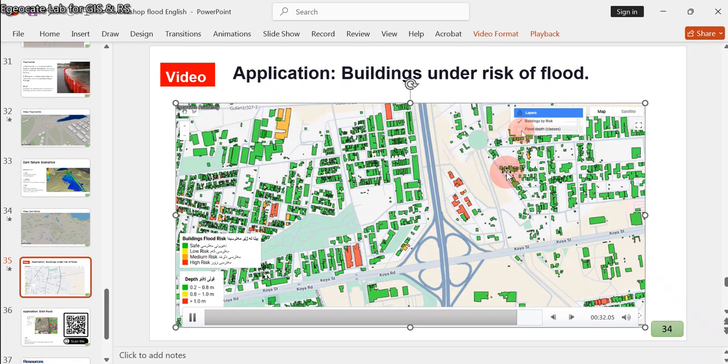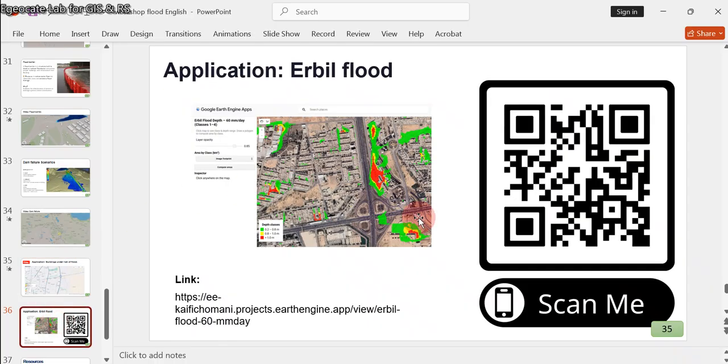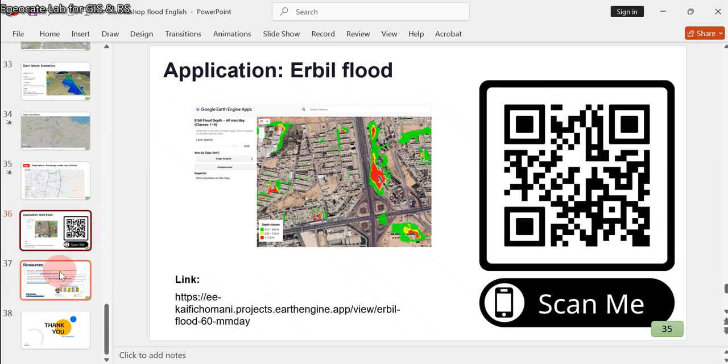So these websites are actually very useful because it's not just for the researchers. For example, we created this result as we did in this research. It will be useless if it is only inside the paper. So we created a website so people and decision makers can easily go to the website and see with their eyes which areas are under risk. This is the link, and also you can scan this code, and you can go to this website and see in Erbil city, for example, which areas are inundated.